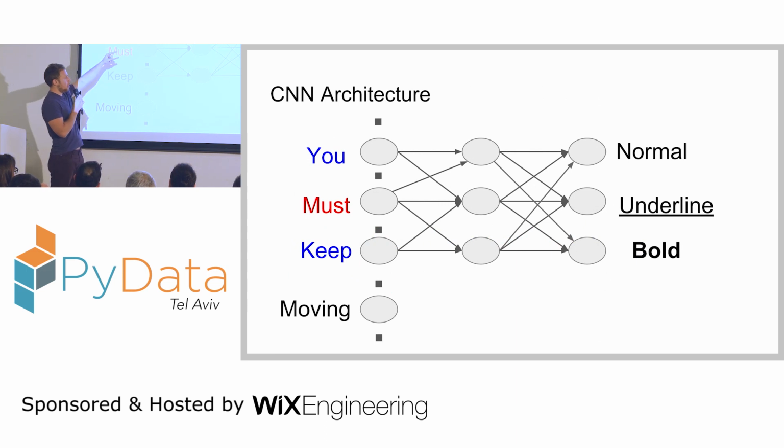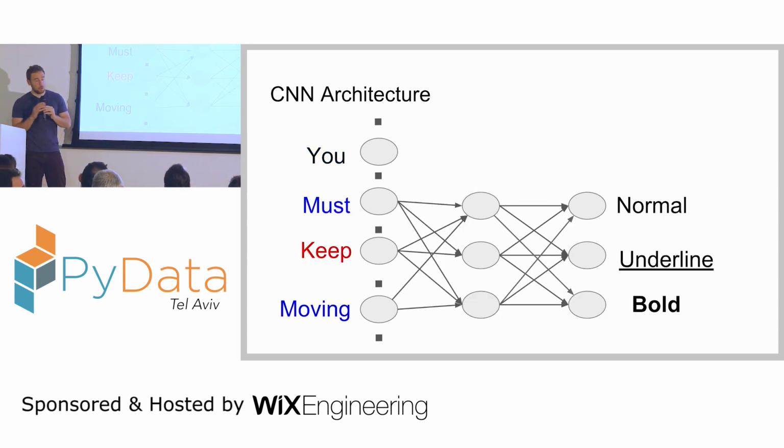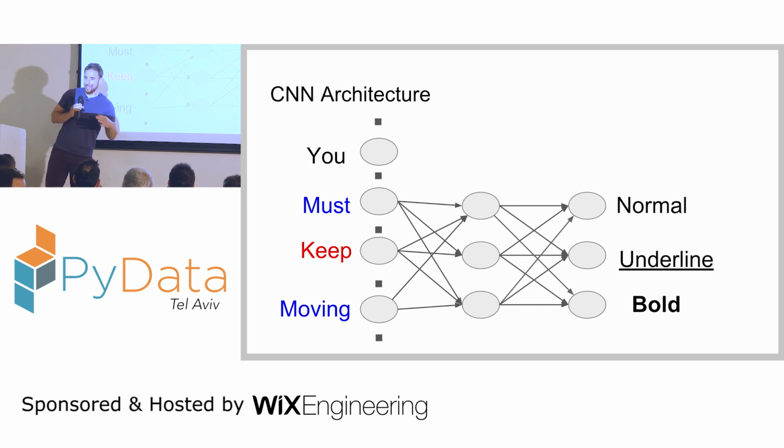Okay, so here we have our neural net. As you can see, the prediction for the word must does not consider the input of moving. But when I try to predict the style of the word keep, then I move the sliding window one step down, and now I ignore the word you, and so on for the entire string. So this was like the fastest way to describe what a CNN does.